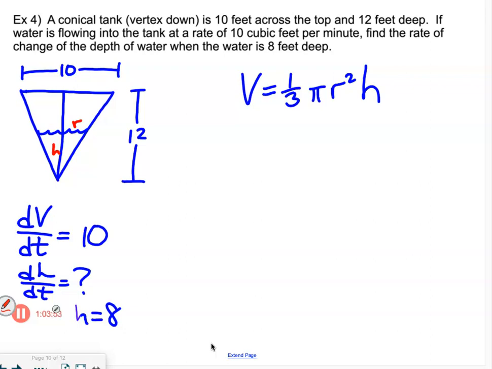Is R a constant? No. It changes as the water level goes up. The radius is changing. You can't just plug in a constant for it. Do you see anything? Want a hint? Oh. It's similar triangles again!